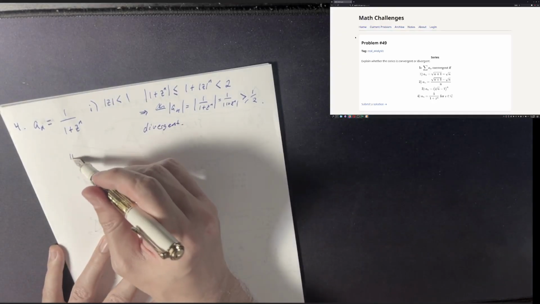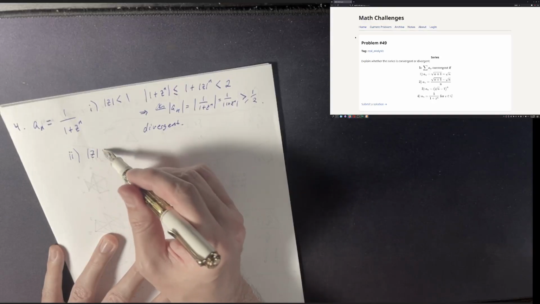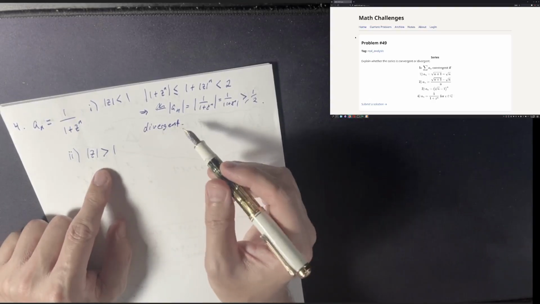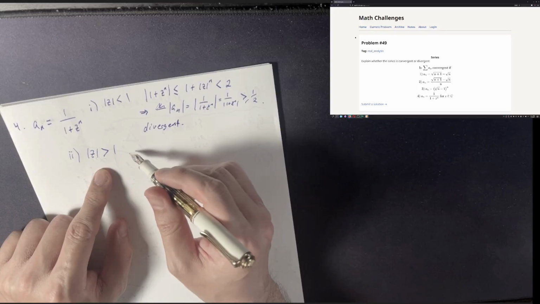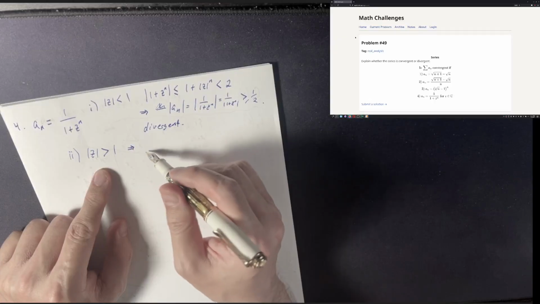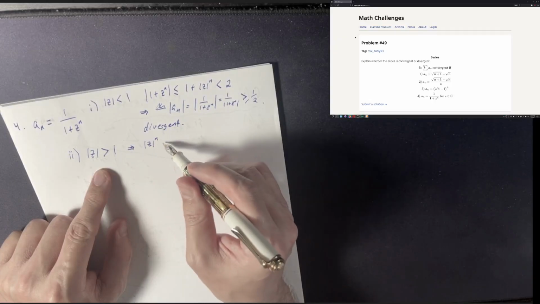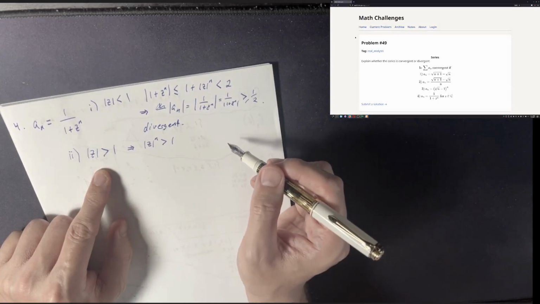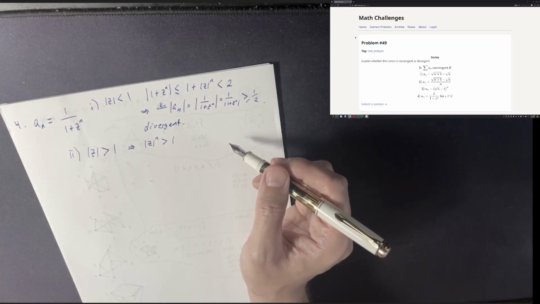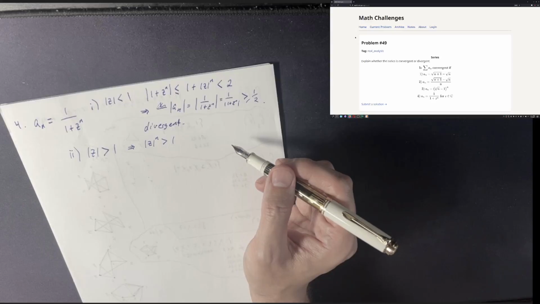But on the other case, the case where it's bigger than 1, you get sort of the opposite behavior. So here, that'll tell you that this is also bigger than 1. If you add 1 to it, I wonder where I was going with this.